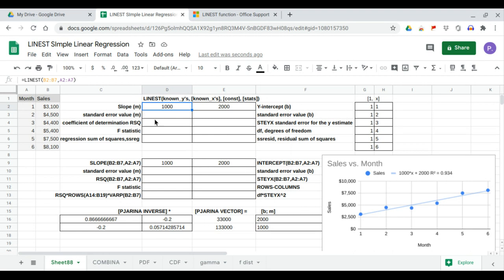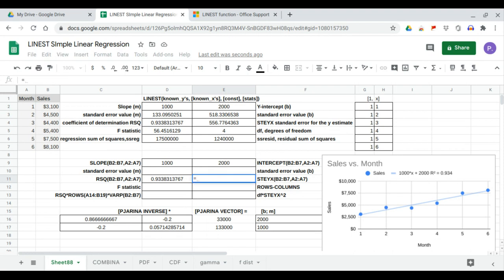Next, we calculate the rest. So we change this to true or 1, 1 comma 1 to show the full statistics. Here we have the R squared, 0.9338 rounded up as 0.934. We can calculate R squared by using the function RSQ. Known y's and known x's. That is 0.9338, matches our LINEST output, rounded up as 0.934 in our trend line.